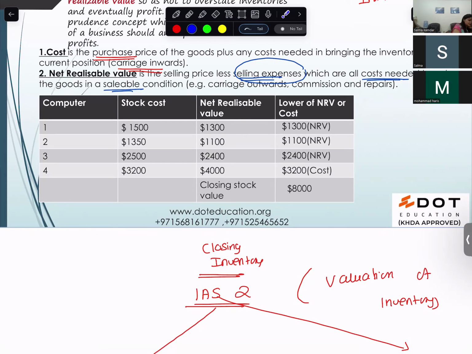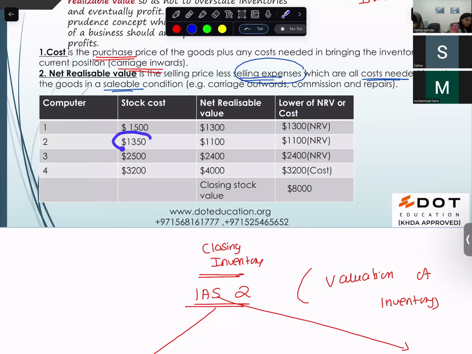Come on, computer one. This is cost, this is NRV. What will you value it at? We have the cost and the NRV, so we'll put it at the NRV value. So you have to say this again and again: cost or NRV, whichever is lower. Because we don't have time now, you have to finish this topic now with me.